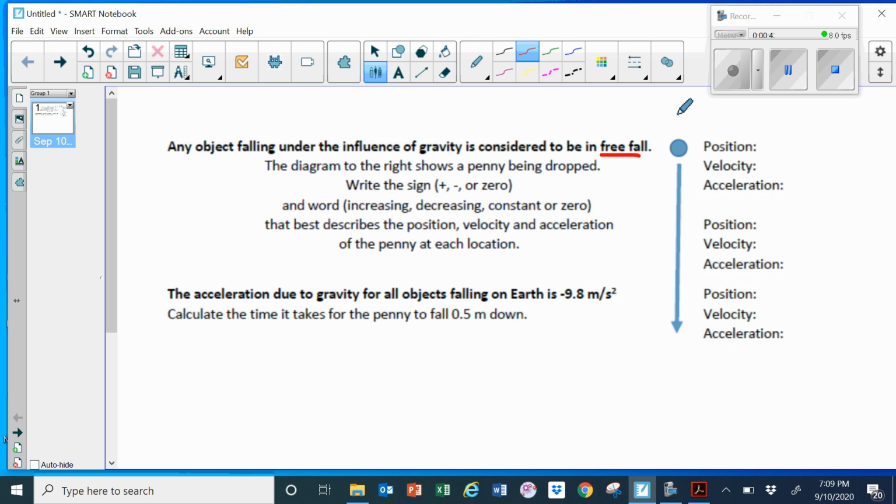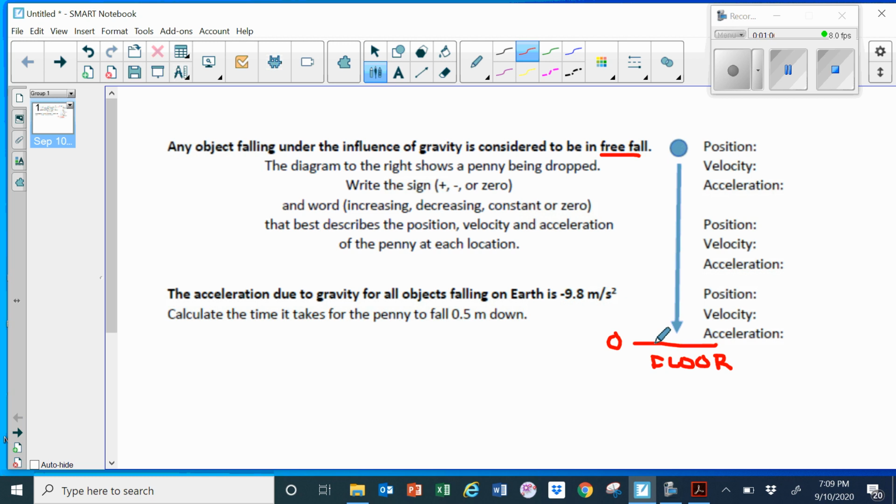So this diagram here is a really simple diagram. It shows a penny falling toward a floor. We're just going to write that down here so you can see what that is. And what I'm going to do, just for simplicity, is make the floor the origin. I'm going to call that 0.